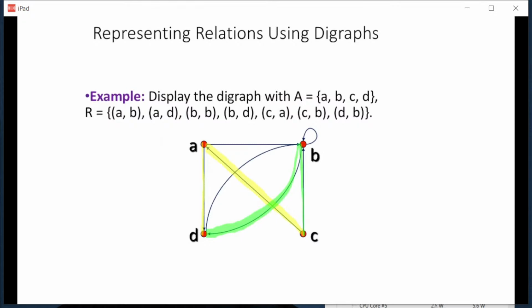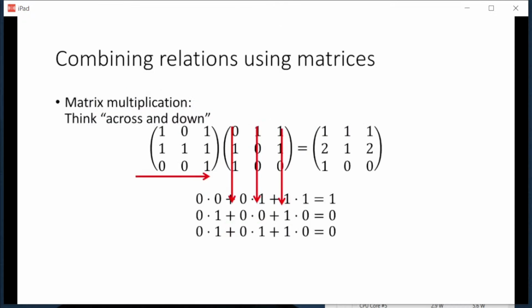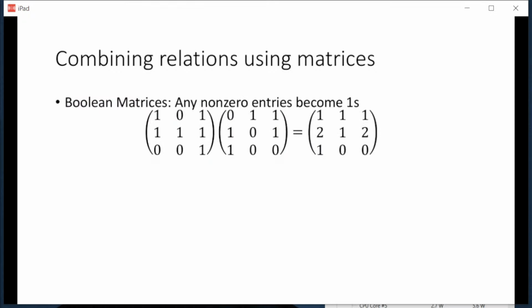So that 2 there just means, let's see, where's my final answer? There it is. Those 2's just mean that there are 2 different ways that the second thing is related to the first thing. So it's always row, column. And there are 2 different ways that the second thing is related to the third thing. But we don't really care about how many ways there are. And so if we're talking about a Boolean matrix, you could think of this as being an OR.